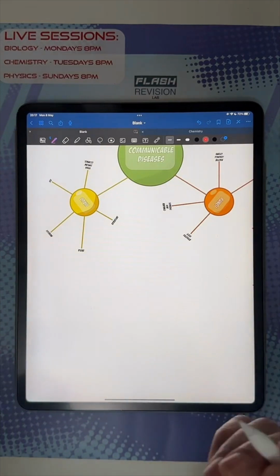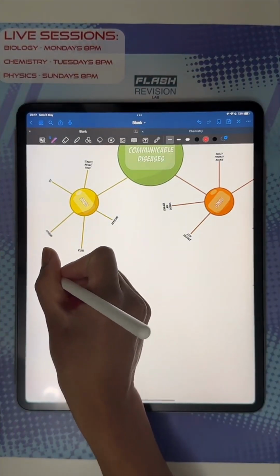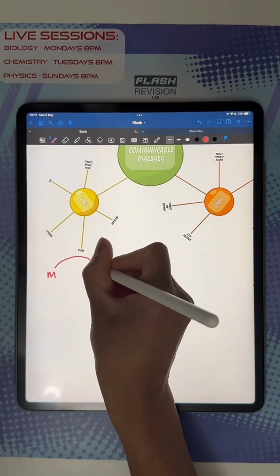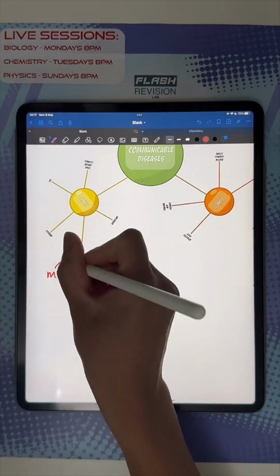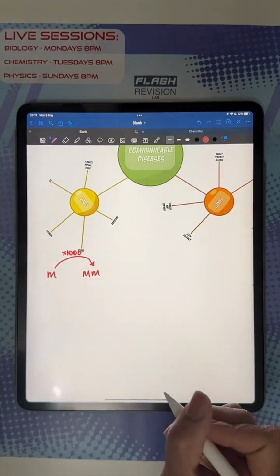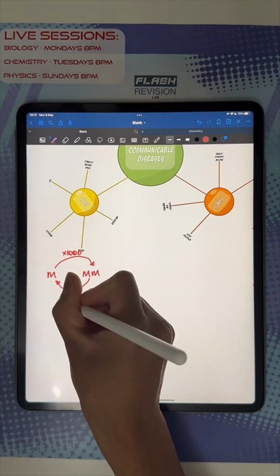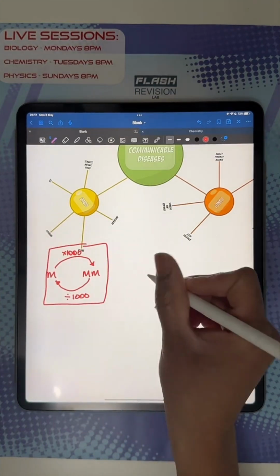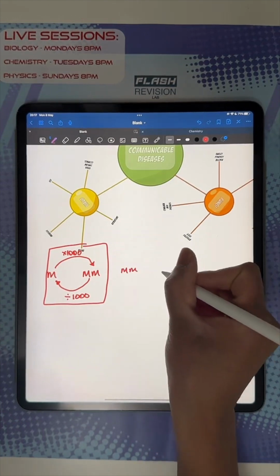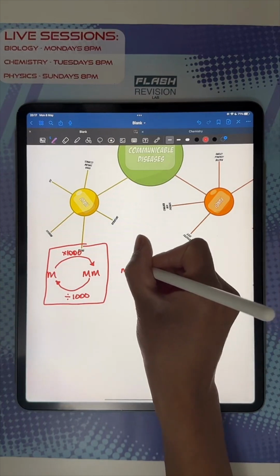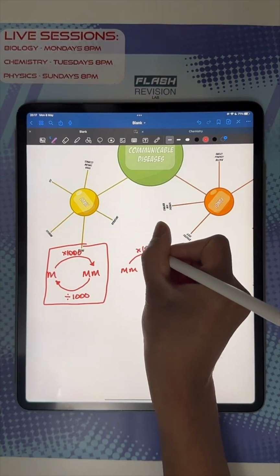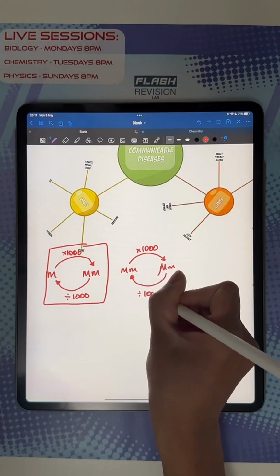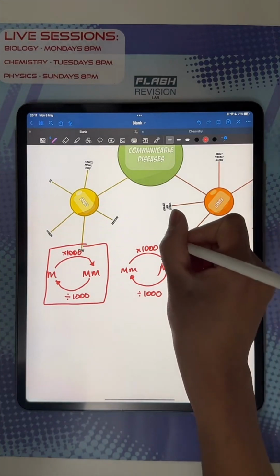This is under the topic of microscopes. If you want to go from meters to millimeters, you need to times the number by 1,000. If you want to go from millimeters back to meters, you divide by 1,000. Then we had millimeters to micrometers. Again, you need to times by 1,000. And then micrometers back to millimeters, you divide by 1,000. I hope this is making sense to people.